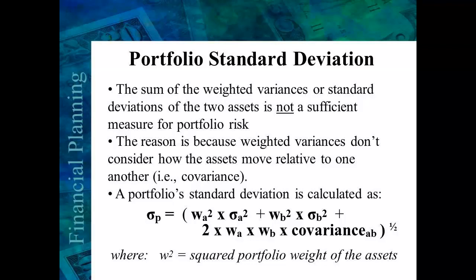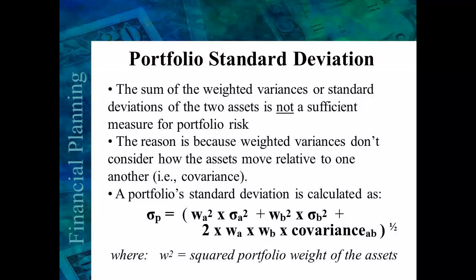Standard deviation, or the square root of variance, measures the average dispersion around the expected return in a more understandable way, i.e. 68% of the time, the actual return will be within one standard deviation of the expected return. 95% of the time, the actual return will be within two standard deviations, and 99% of the time, the actual return will be within three standard deviations.